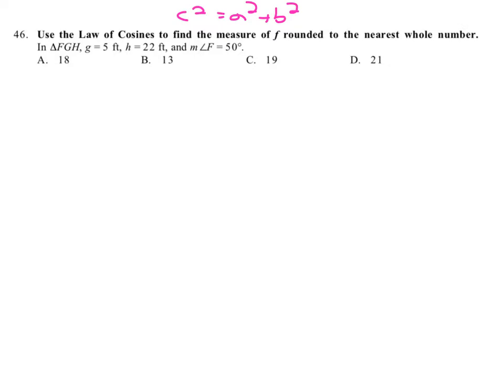But since it's not a 90 degree, it's not a right triangle, we say it also includes c squared equals a squared plus b squared minus 2ab cosine c.